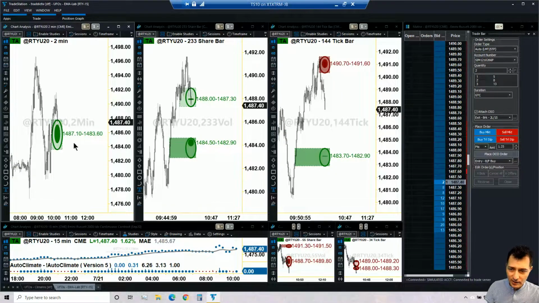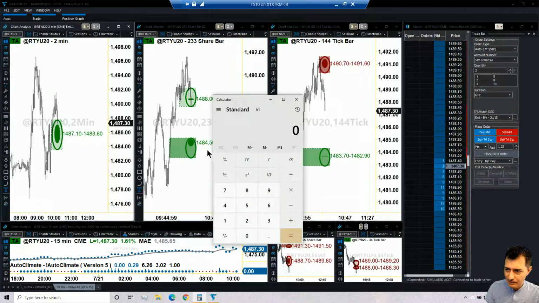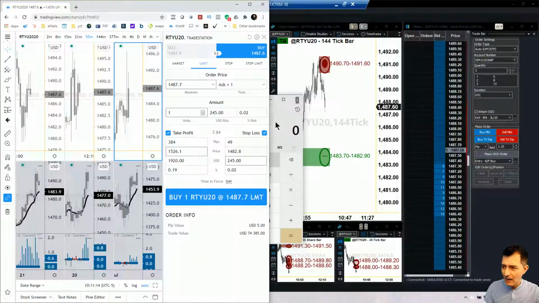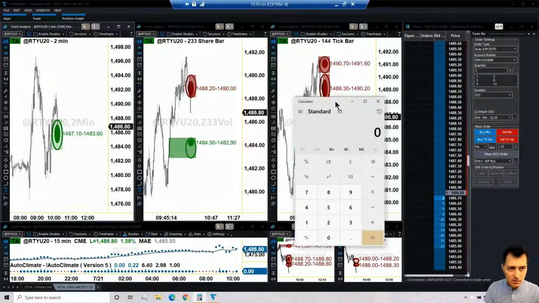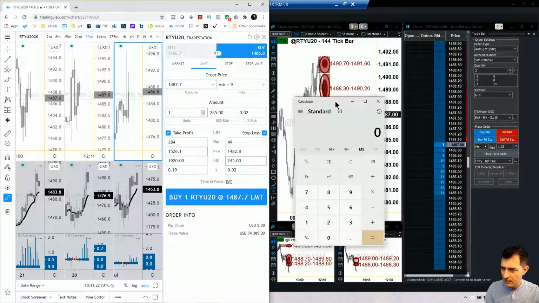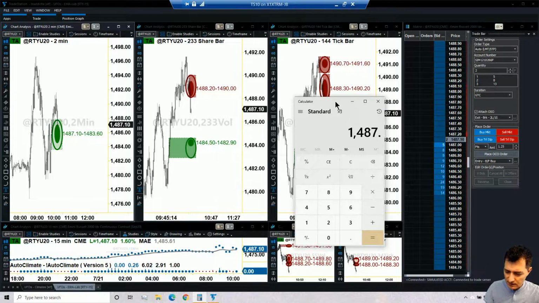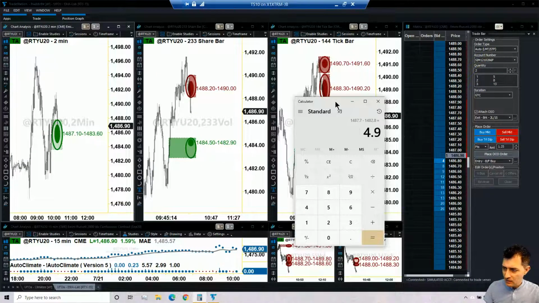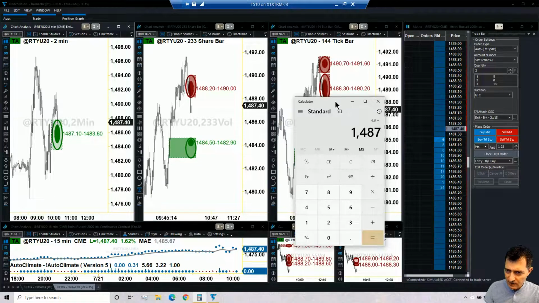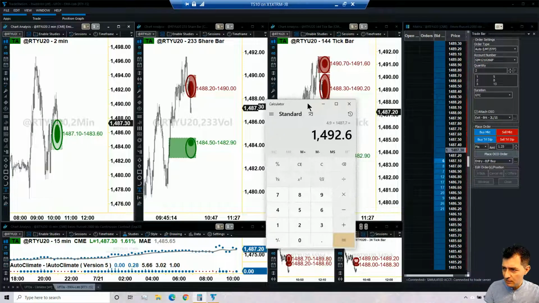By the way, price is entering our zone, so we better rush here a little bit. Here we go. So it's 1487. Let me do one calculation first, guys, because if I don't do it quick, we're gonna miss the trade. So 1482.8. So that's 4.9 points that we're risking. So the entry was 1487.70. So that means that the safety target will be 1492.6. Okay, so let's go for it.